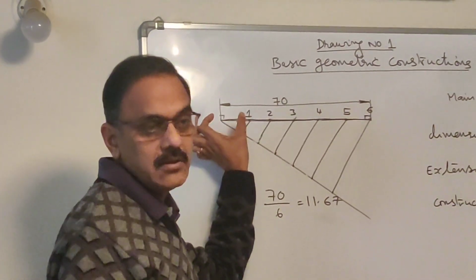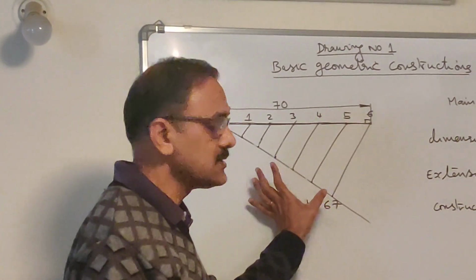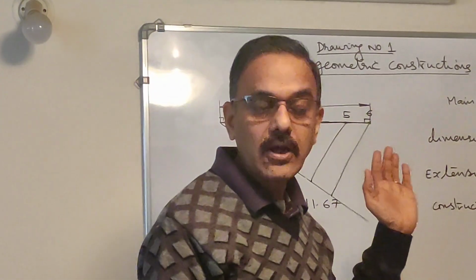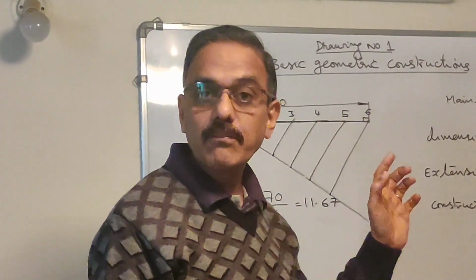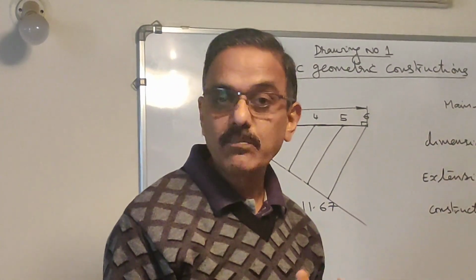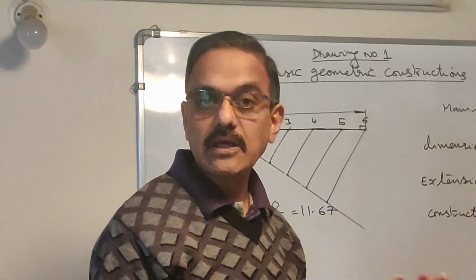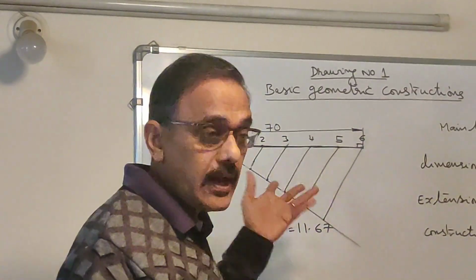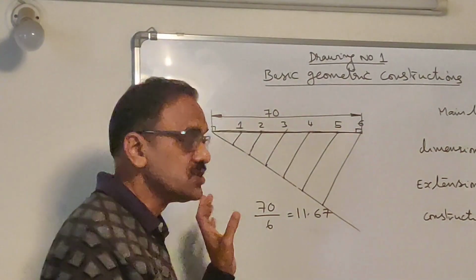You have to check it when you complete the exercise, when you are doing the drafting. It has to be 11.67. It can't be even 11.66 also. If it is 11.66, that means you have done a mistake. Okay. Manually you can't do that. Manually you can't check it.